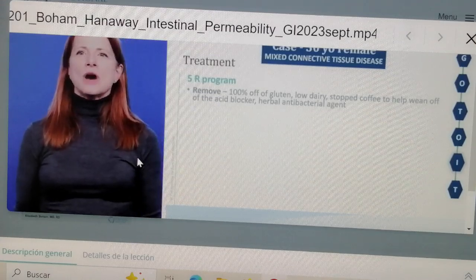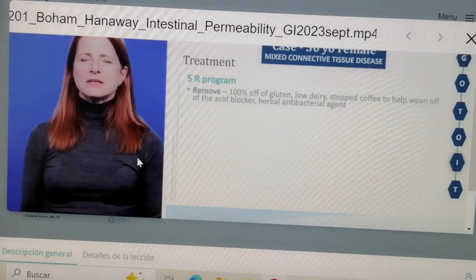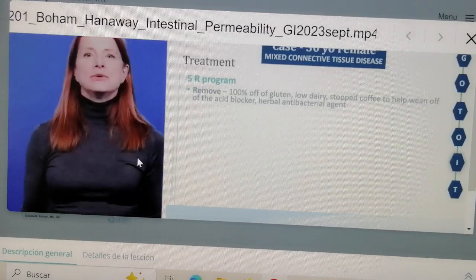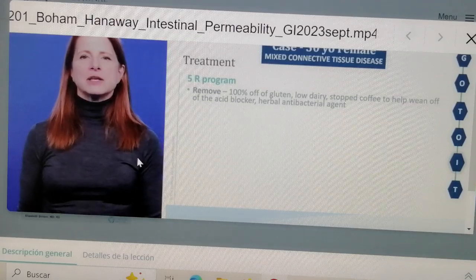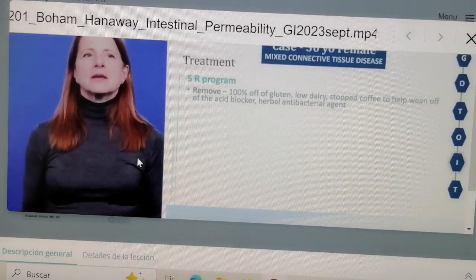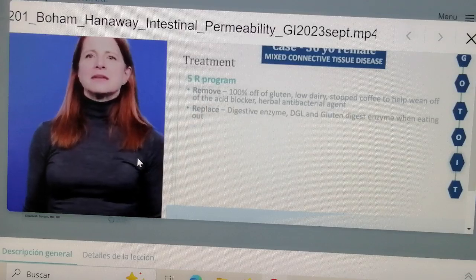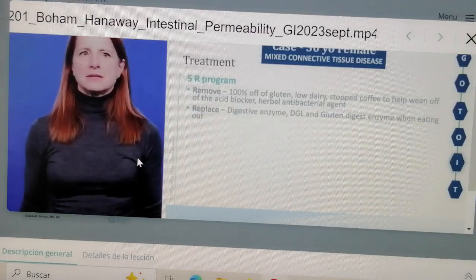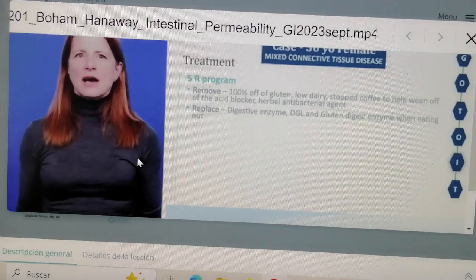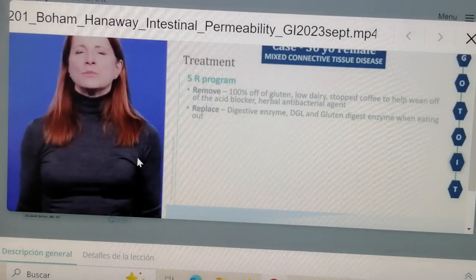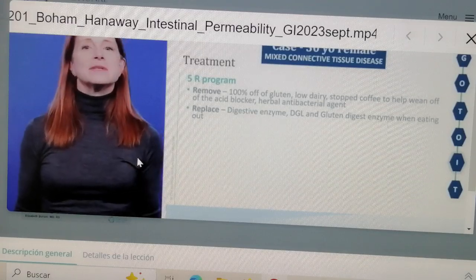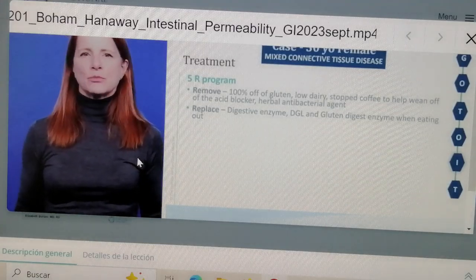And then we saw this potential dysbiosis in her gut. So I did use an herbal antibacterial agent. I used one that had a combination of herbs and did it for about 6 weeks. But at the same time, I really replaced. So I gave her a digestive enzyme. I gave her some DGL and something that had DPP4 in it, that helped her break down gluten when she was eating out or she wasn't sure she could be 100% gluten-free.